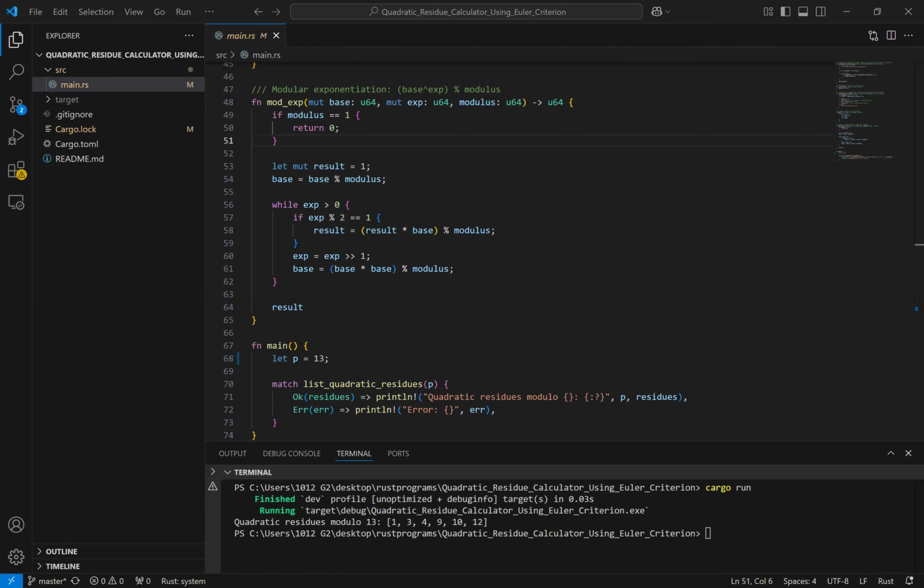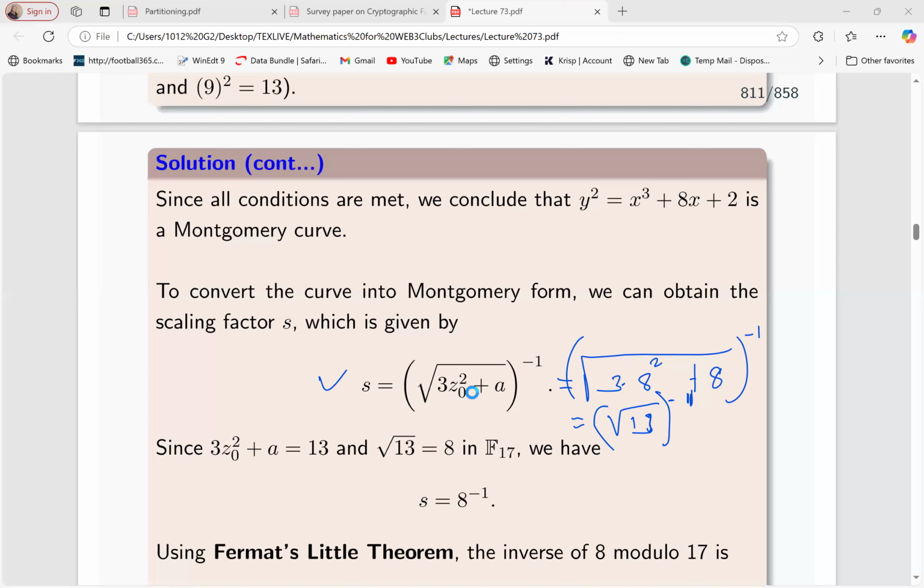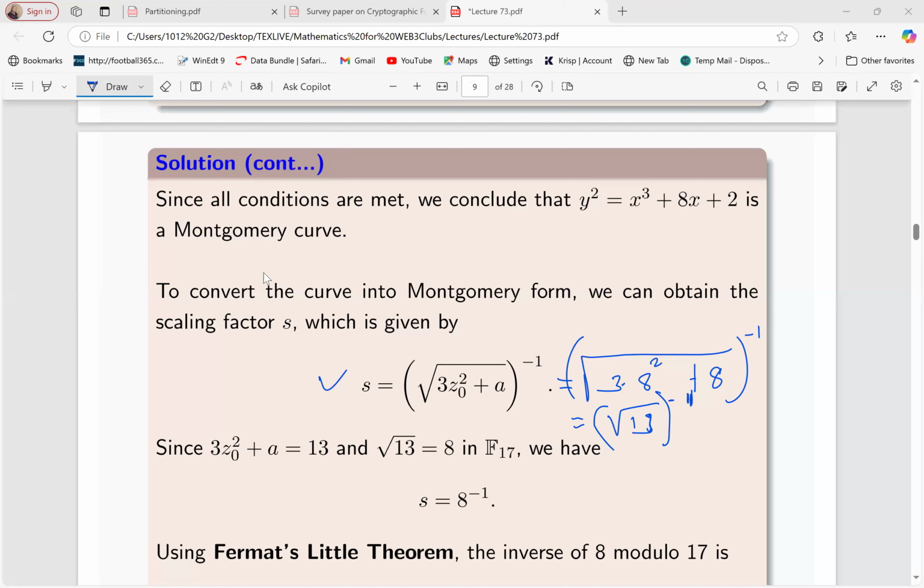Okay, so let's just do it without the code because of time. So how do we get a square root without a code? The square root of 13. I'll just show you how you then do it.